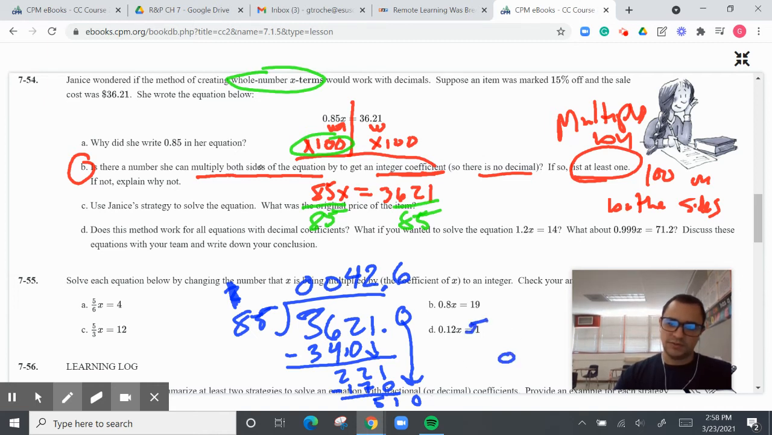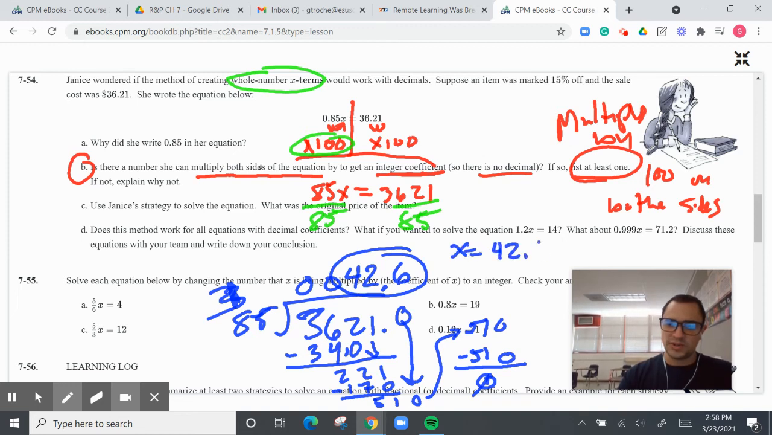So I'm going to write over here. It's 510, so I'm bringing this over here. That's 30, carry the 3. 8 times 6 is 48. That works. 48 plus 3 is 51. Perfect. So that's 0. And then that's 42.6. So x equals 42.6.